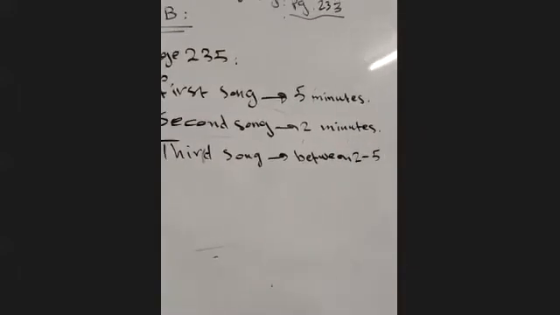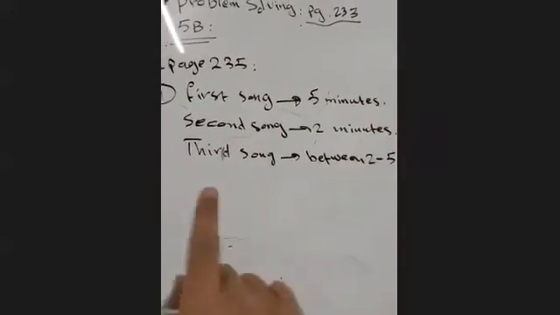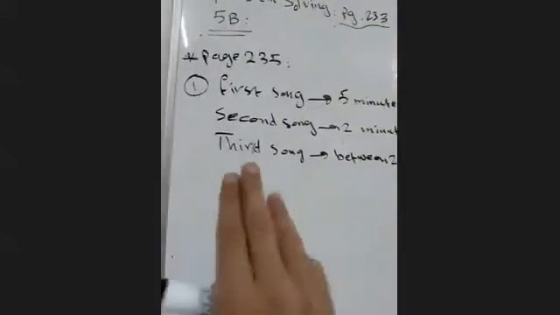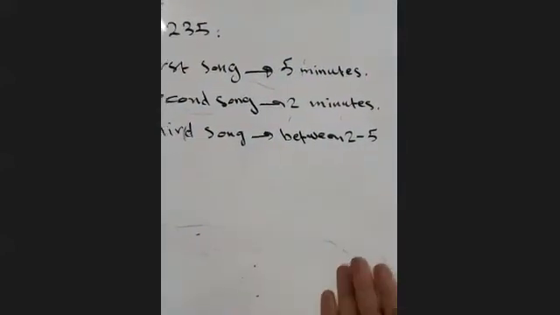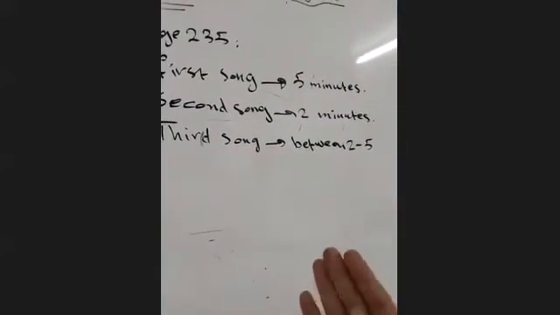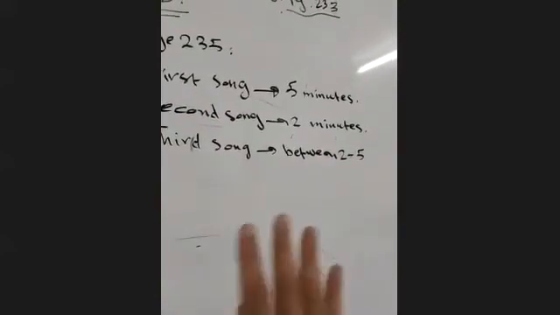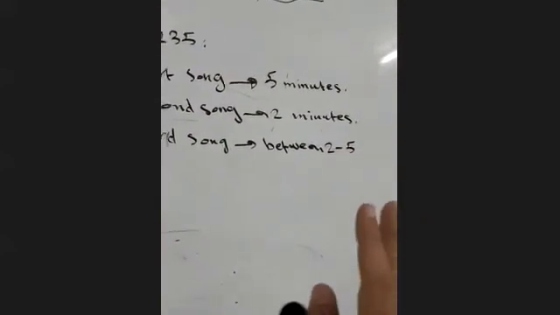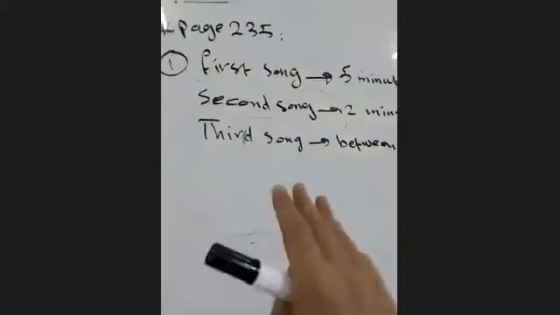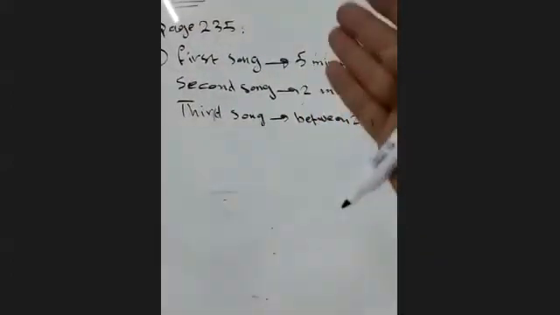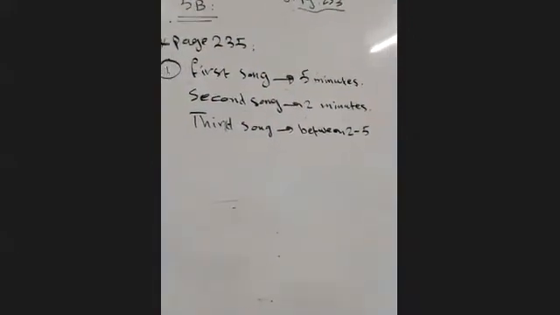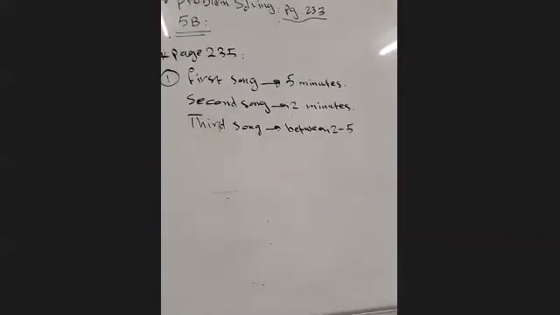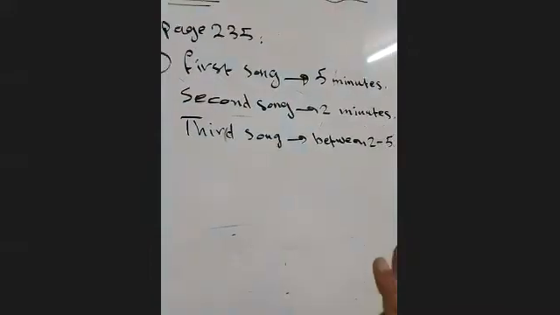Good. Now we need to know the total length of the 3 songs. We know the first one and the second one, but the third one is unknown. It's between 2 and 5. It can be 2, it can be 3, it can be 4, it can be 5, it can be 3.5, it can be 4.5. It can be a lot of choices for the length of the third song. So can we calculate the length of the 3 songs depending on this information, Kinan? No, we cannot, because we have a missing information here.